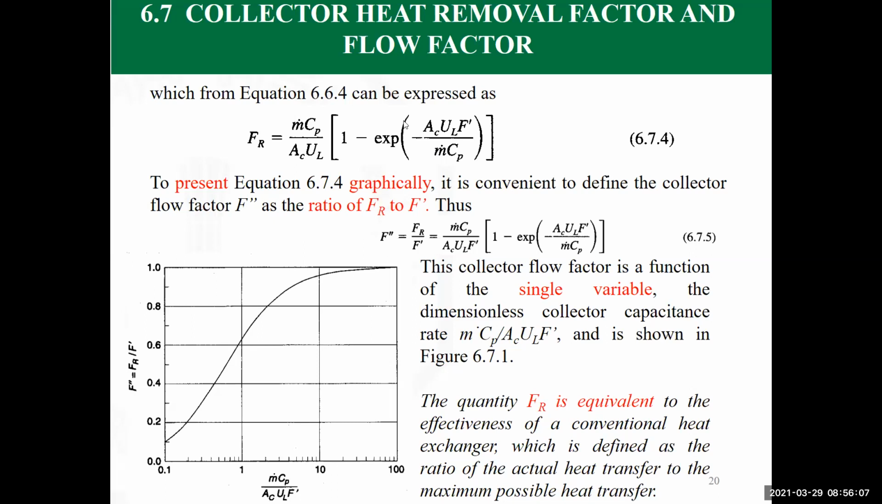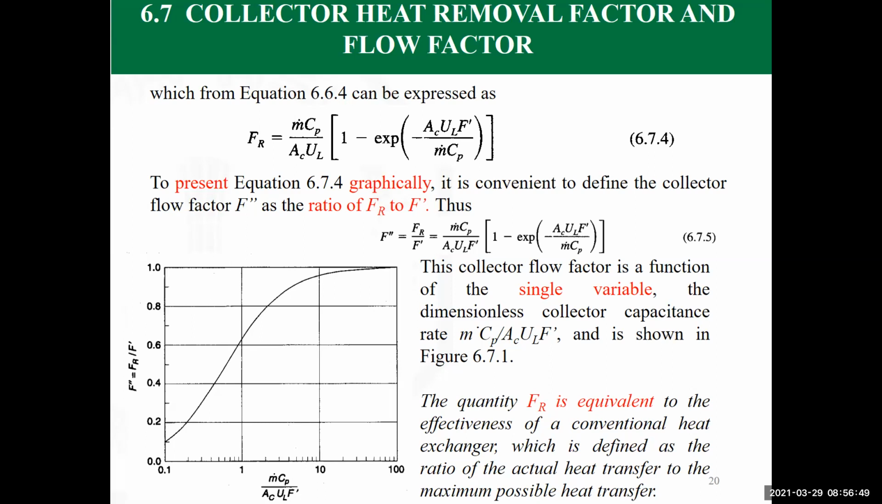This equation has been graphically represented in the figure that we see here. We are getting a value of F double dash, which is FR over F dash. We know F dash from what we had earlier, which is the efficiency coefficient. And this equation 674 can be given by the expression that we see here. On the x-axis, we see m dot Cp over AC UL F dash, and on the y-axis we have the ratio FR divided by F dash. As you can see here, we call it a flow factor F double dash.